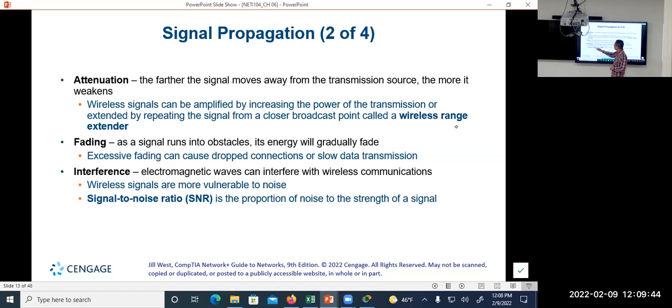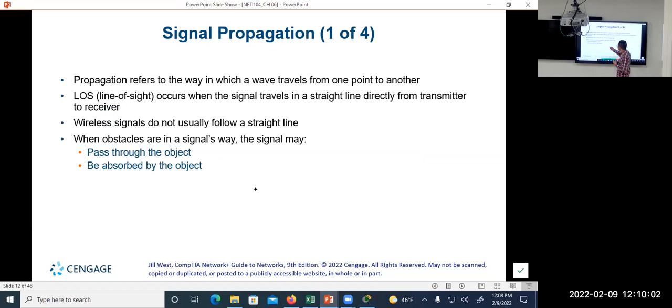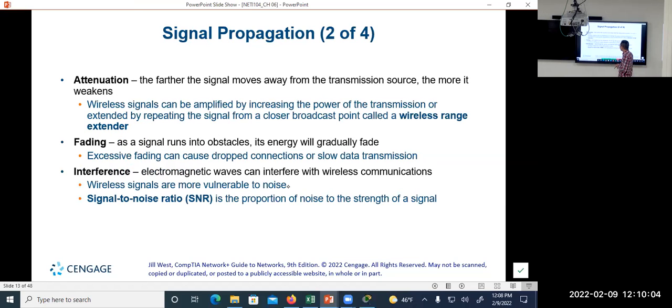Or you have interference. That is the most common in wireless because it's open here. It's wide open, and it's very easy to get interfered with by external interference here. It can be from any machine here, and it's very vulnerable to noise. And in order to measure how strong the signal is, they use the signal to noise ratio here. Signal to noise, so we can see the proportion of the noise to the strength of the signal here.